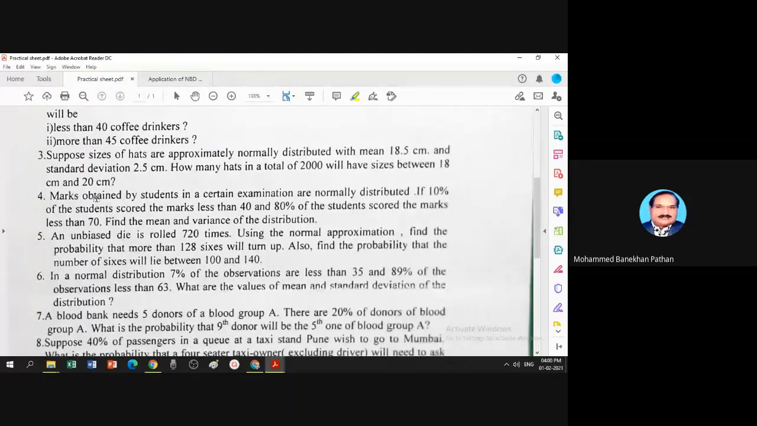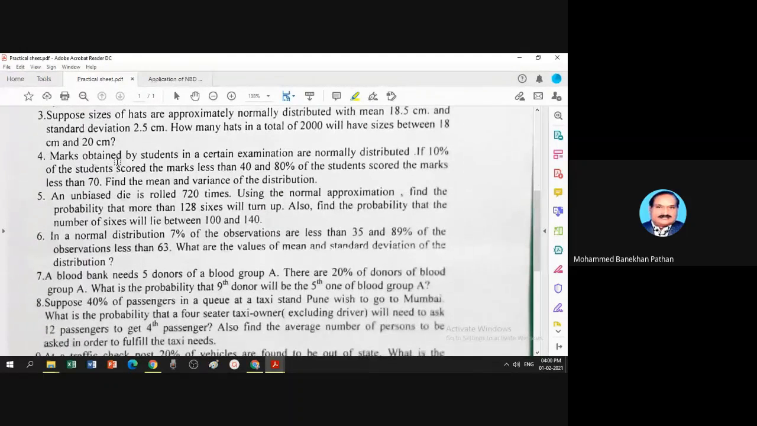Let us see question number 4. Marks obtained by students in a certain examination are normally distributed. Now you might face the problem of how the marks follow normal distribution, because the range of a normal random variable is minus infinity to plus infinity, and marks is a positive random variable.